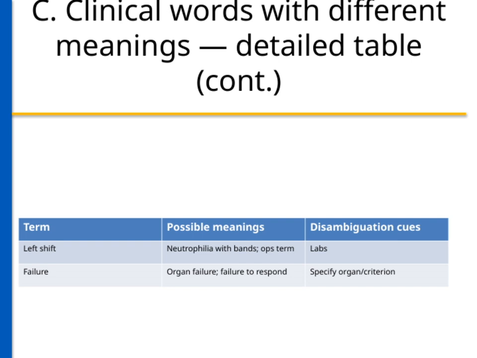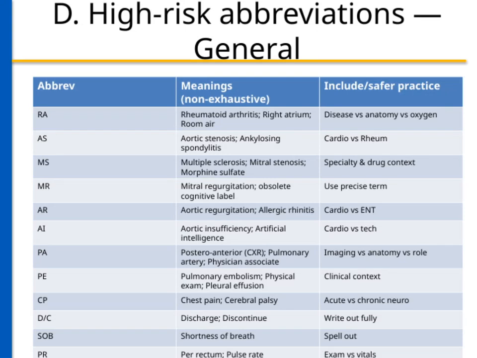Let's take a closer look at some common abbreviations and their meanings, as well as best practices for their use. First up is RA. It can stand for rheumatoid arthritis, right atrium, or room air. It's important to remember that the context determines which meaning is correct, whether we're discussing disease, anatomy, or oxygen therapy. Next, we have AS, which might mean aortic stenosis or ankylosing spondylitis. Again, the field or specialty guides us, cardiology versus rheumatology.